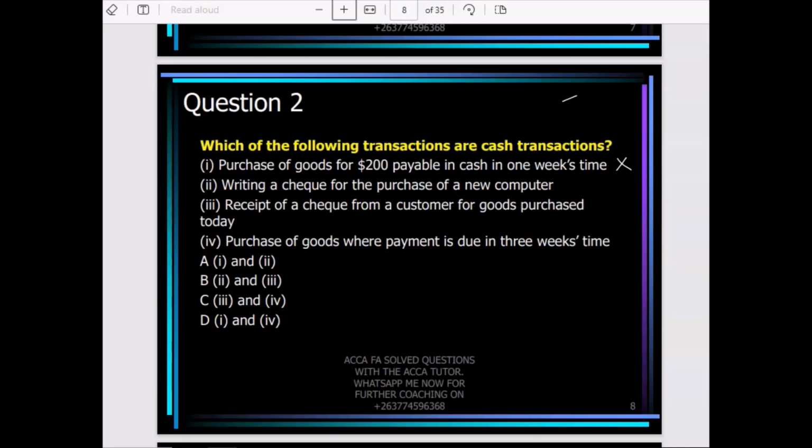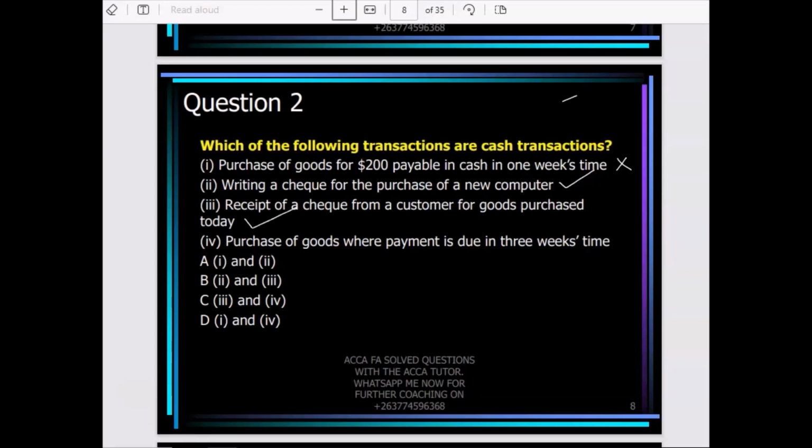Okay? Writing a check for the purchase of a new computer. This one is actually a cash transaction. So that one is a cash transaction. Receipt of a check from a customer for goods purchased today. This one again is a cash transaction because the payment is made at the time of the transaction.